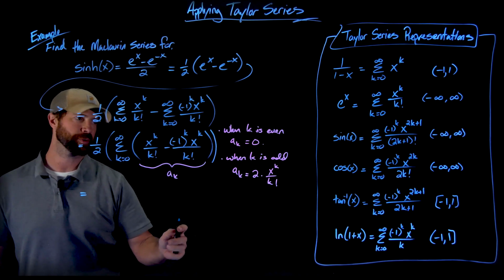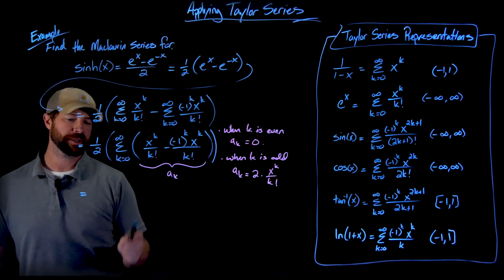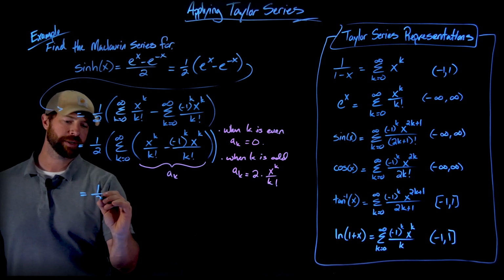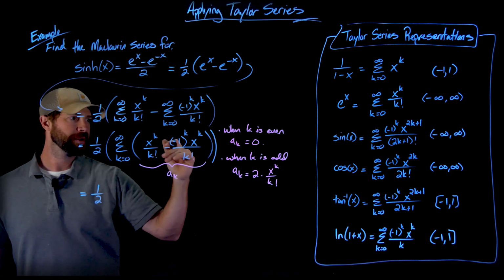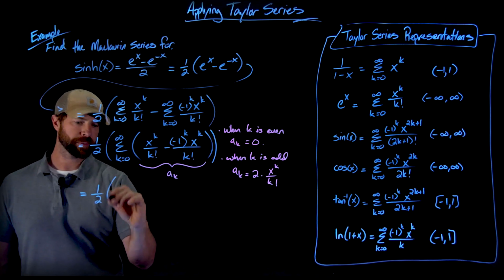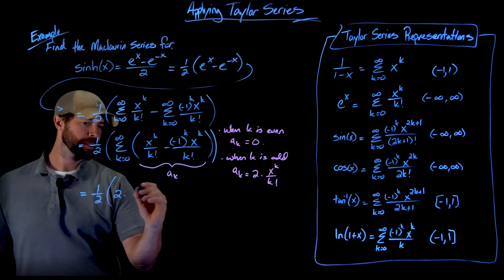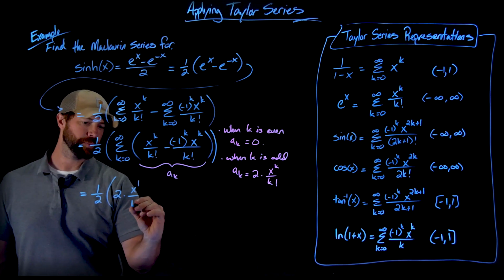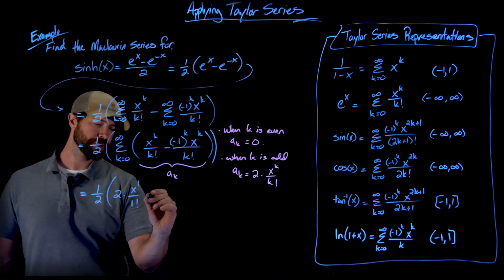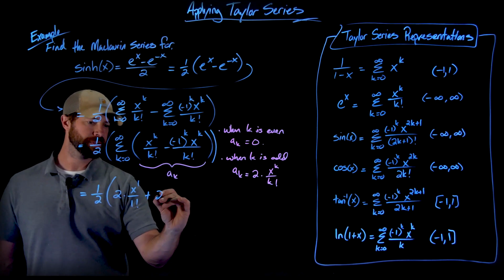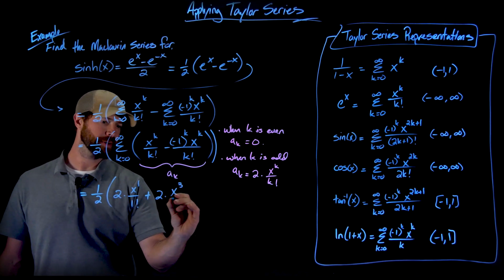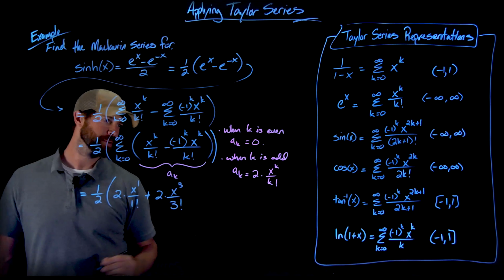I know what the kth term will be for when it's even or odd. So I have 1/2 right here. When k equals 0, well, 0 is even, so I leave that. When k equals 1, what it will look like is 2 times x to the 1 over 1 factorial. When it's 2, it goes away. When it's 3, I'll get 2 times x to the 3rd over 3 factorial.